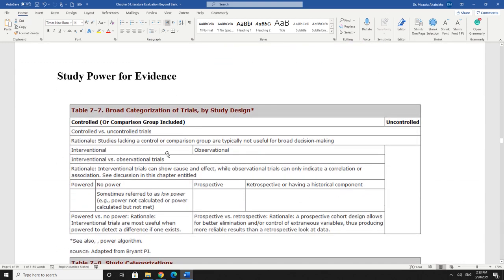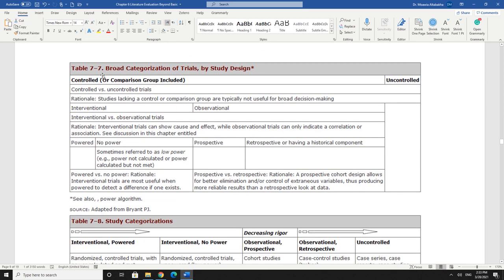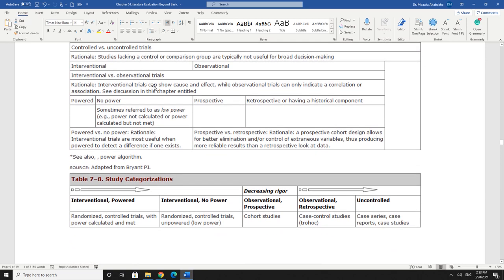But let's go back to the power of study. You studied about whether there are controlled or uncontrolled trials. Let's say I did a clinical trial, but it's not controlled. Which one is stronger? Of course when you have a control, it will be more useful and it can help you in making a better decision.